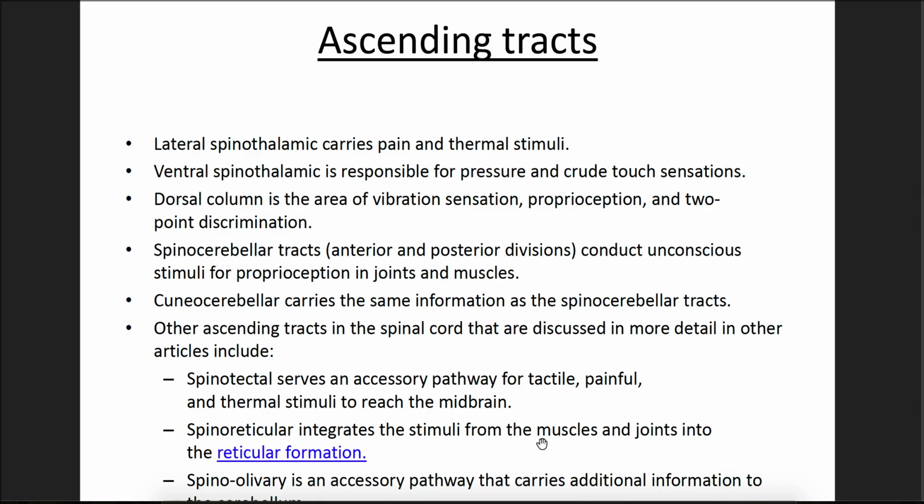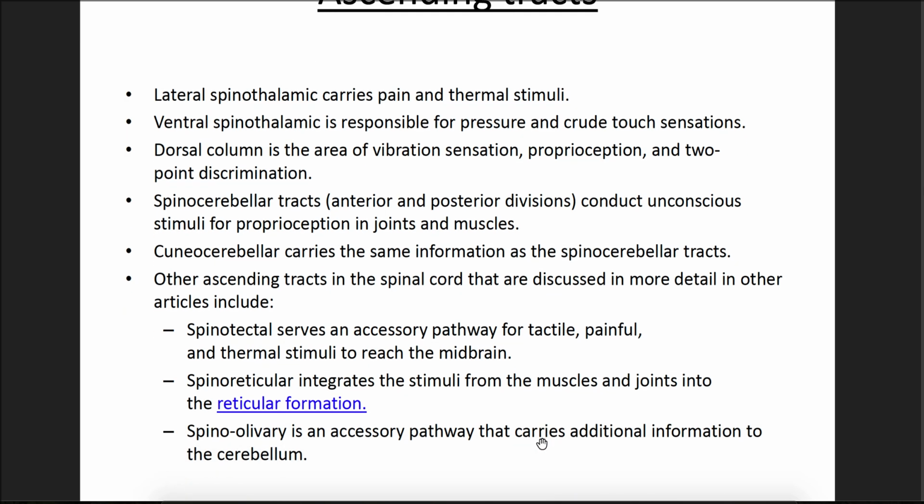Now we come to the next type of tracts, which are ascending tracts. Ascending tracts are lateral spinothalamic, ventral spinothalamic. Then you have spinocerebellar tracts. This we have already talked about. This is the ascending tract notes, simplified notes, and then we will go on to the descending tracts.